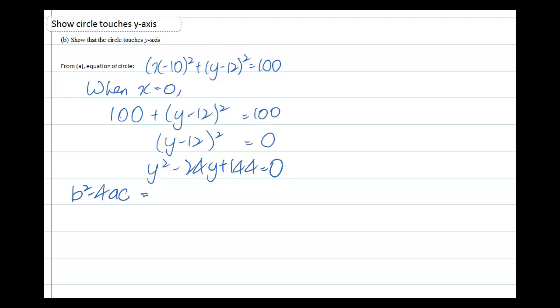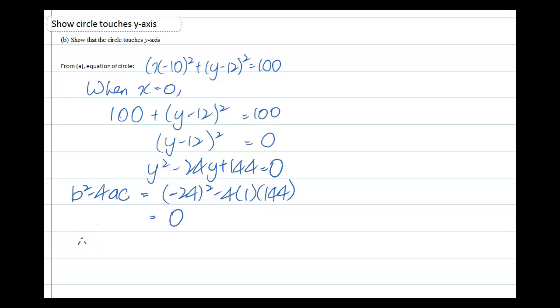So what the discriminant tells us, in short, is the nature of roots in a quadratic equation. And a, b, c will refer to the coefficients of your x squared, x, and the constant respectively. So if I were to apply this to this question, my b will be negative 24, my a is 1, and my c is 144. When I key into the calculator, I get the value of 0.